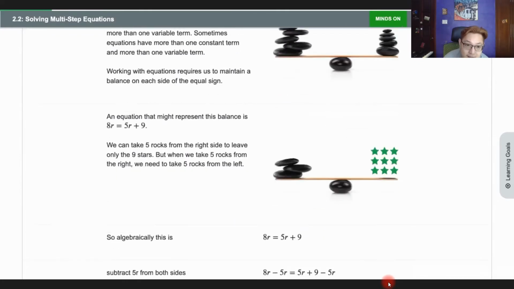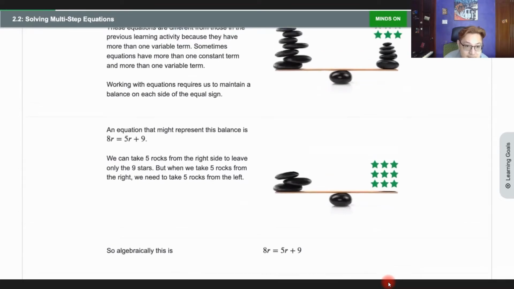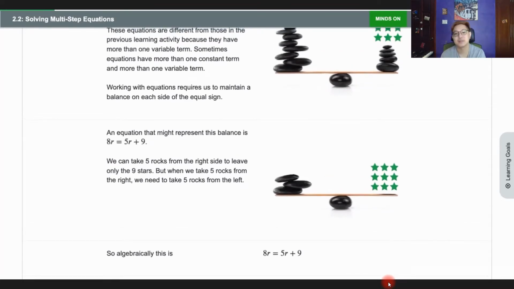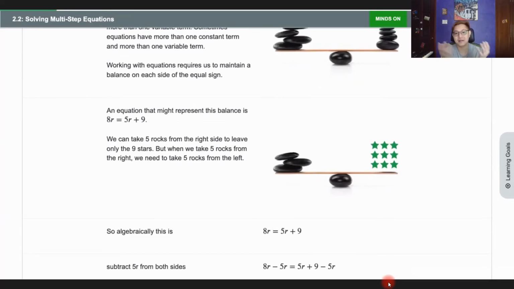Like for example, 8r equal to 5r plus 9. And luckily now, you have only r. It's the same thing, r. It's not like 8a equal to 5b plus 9 or something like that. It's just the same r. So you can move them to the left side and then eliminate each other, and then you solve for r.